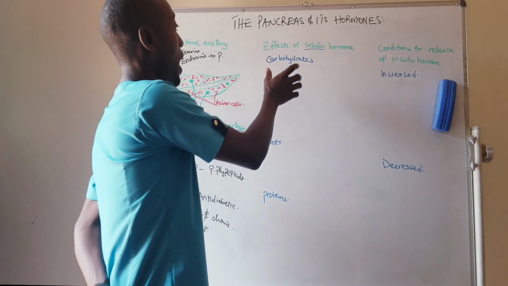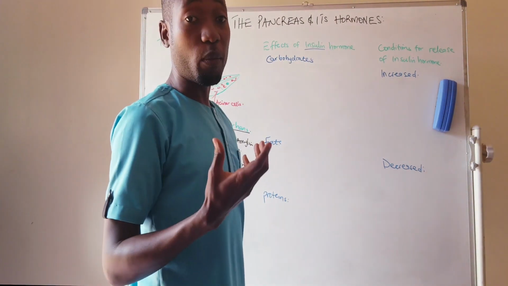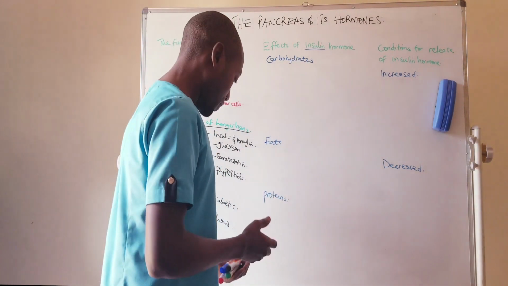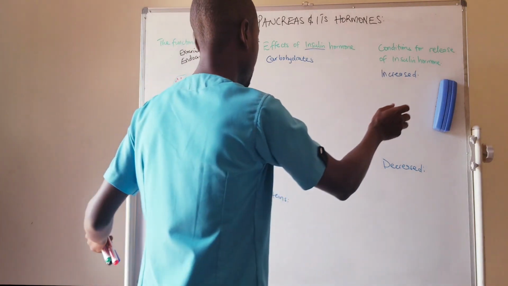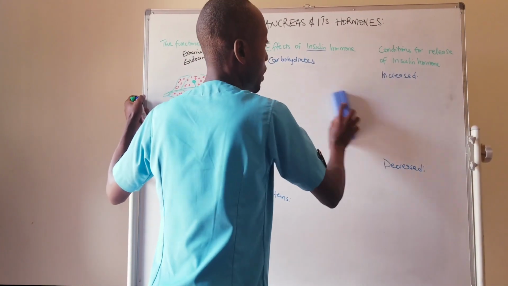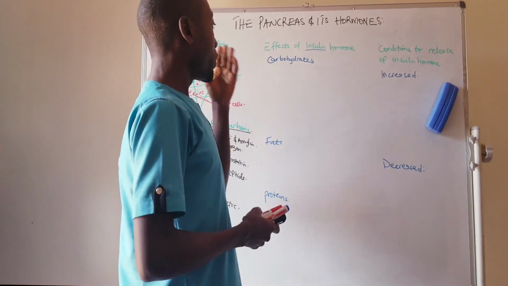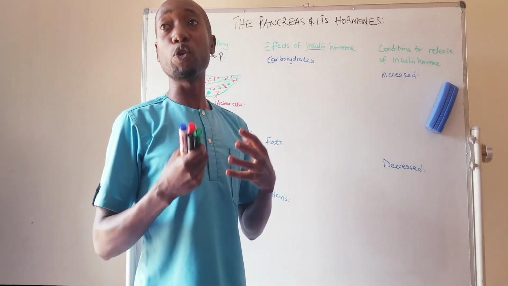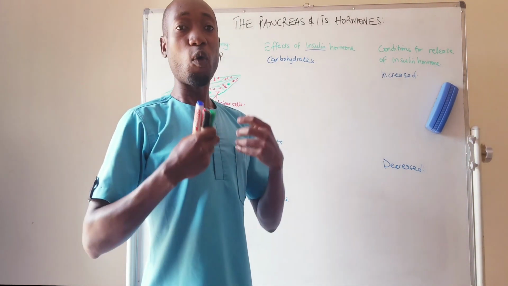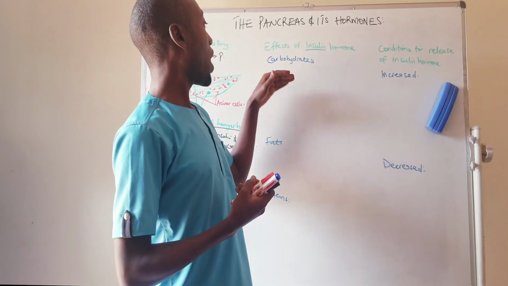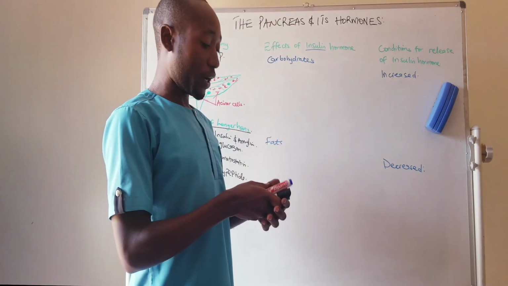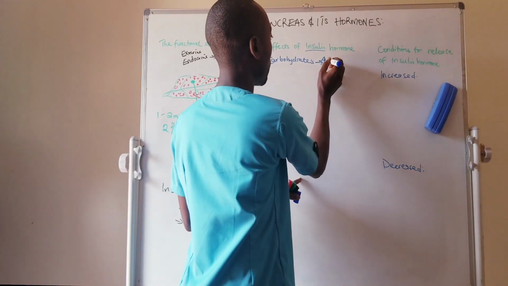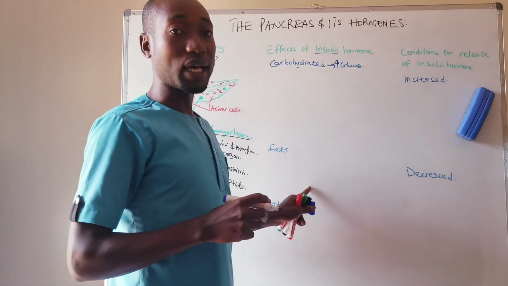So let's look at the effects of the insulin hormone on different fuels of the body, okay? One, we need to first understand when insulin is produced. So insulin is produced in a fed state. When you have fed the body and you have increasing levels, for example, mostly of glucose in this case, there is increased release of insulin as a hormone.